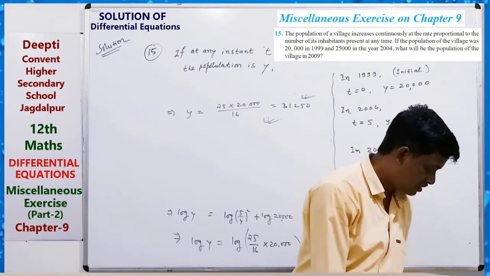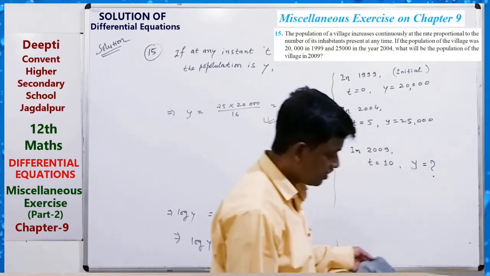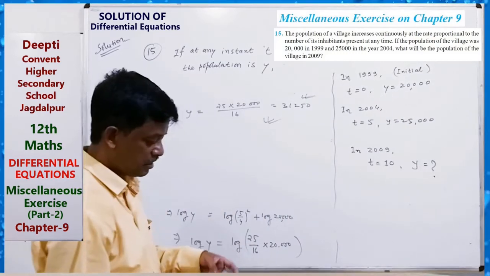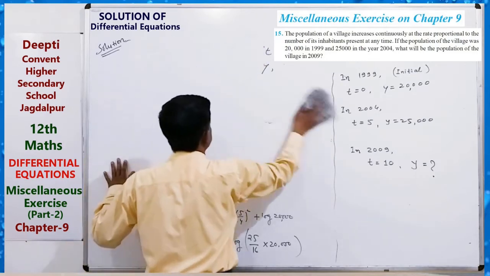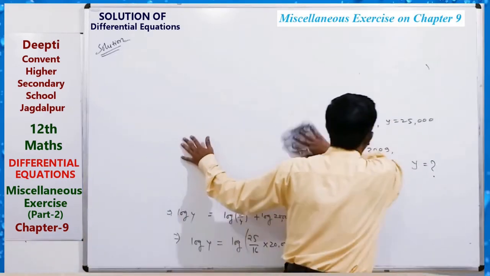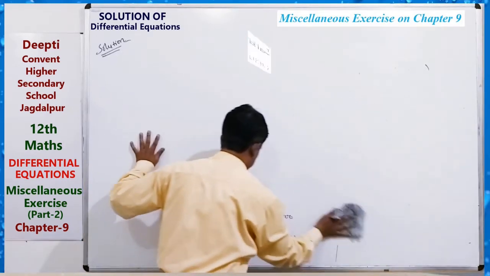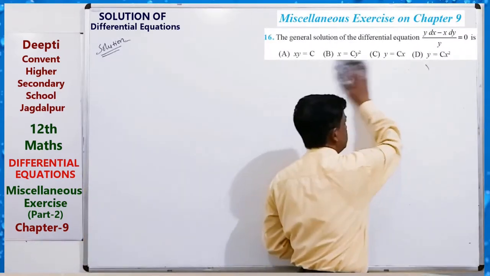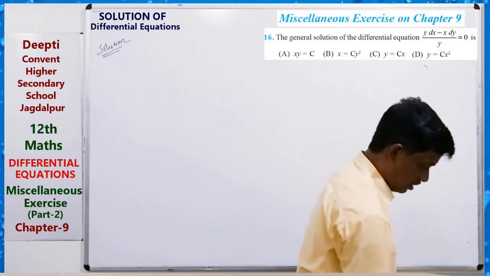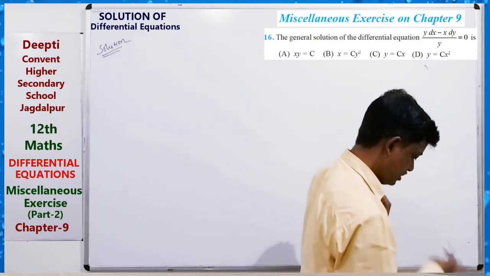Now the remaining 3 questions are multiple choice type questions: 16, 17 and 18. These are very simple questions. You just have to solve them in detail. Now I am giving a hint for this question.